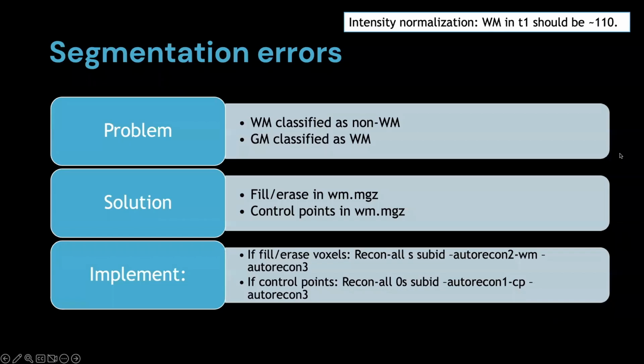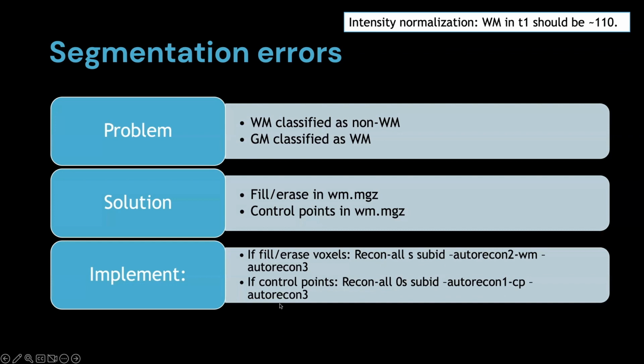Now, the next one is segmentation errors. There are two types of segmentation errors. One is white matter classified as non-white matter, or gray matter classified as white matter. So basically the surfaces are wrong or the segmentation, the aseg, is wrong. The solution here is to fill or erase voxels in the white matter or to add control points in the white matter. I'm going to show you how to add control points because that's a common way to fix this problem. If you fill or erase voxels, you just need to run this command to implement the edits. Or if you add control points, you just run this command to implement the edits.